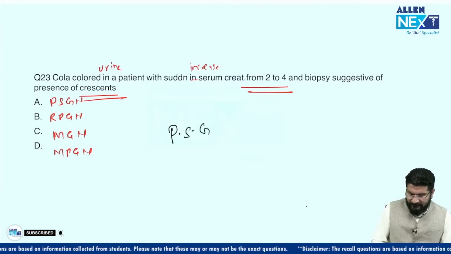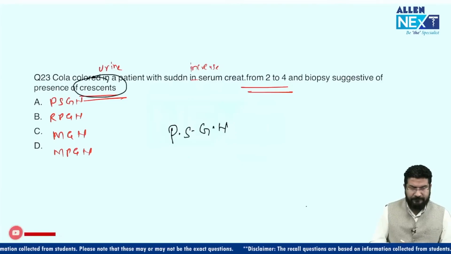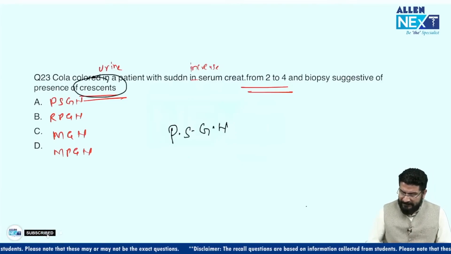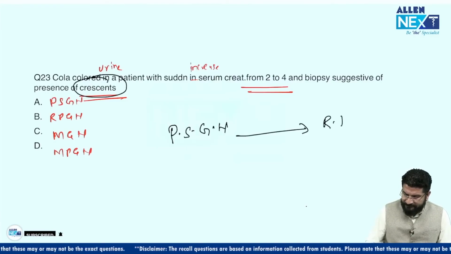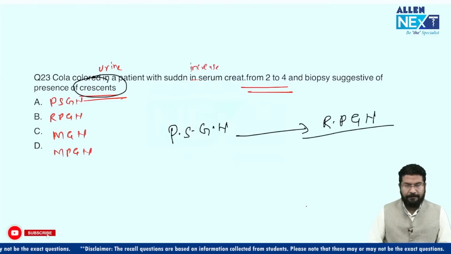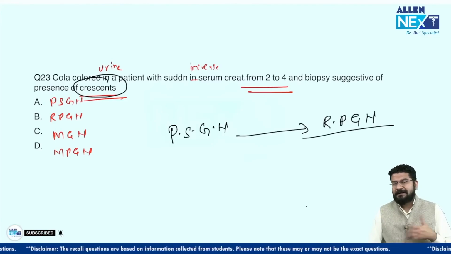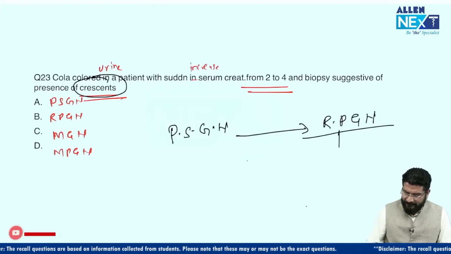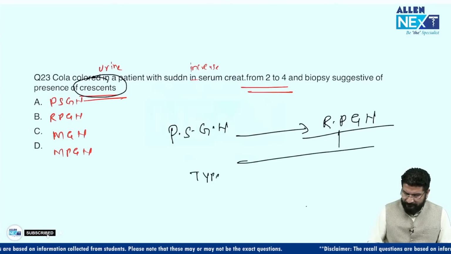I agree. Now some of you are thinking why crescent is given, and then we have marked the answer RPGN. PSGN can complicate to form RPGN. So RPGN is nothing but a complication of other nephritic syndromes. We have three types of RPGN: type 1 RPGN, type 2 RPGN, and type 3 RPGN.